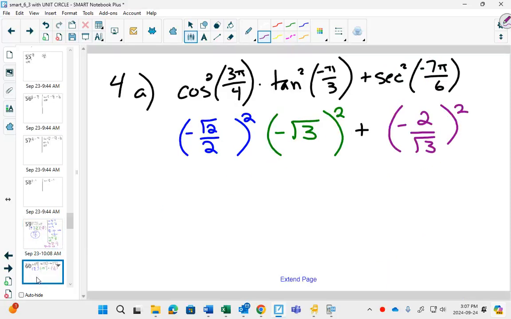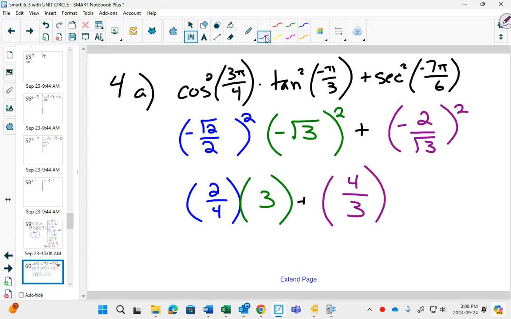This one I did more mental math. Okay? So if you do want to do some work, you can do it off on the side. But when we write things down, we just write the values that they're equal to. And now we can simplify. Again, this squared is going to be positive 2 over 4 when we square it. This one now is positive 3. And this one's going to be positive 4/3.